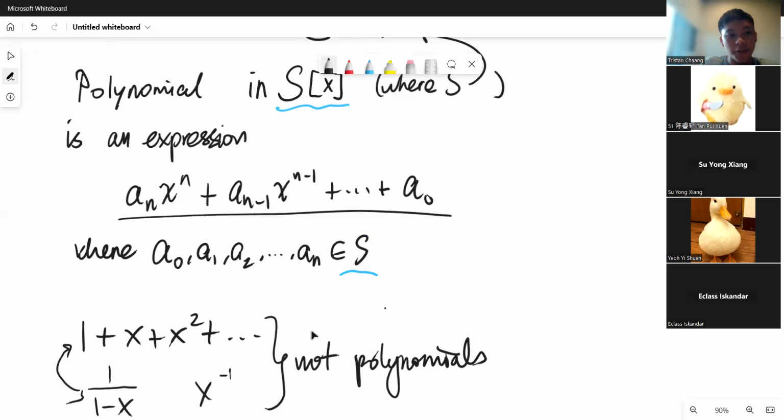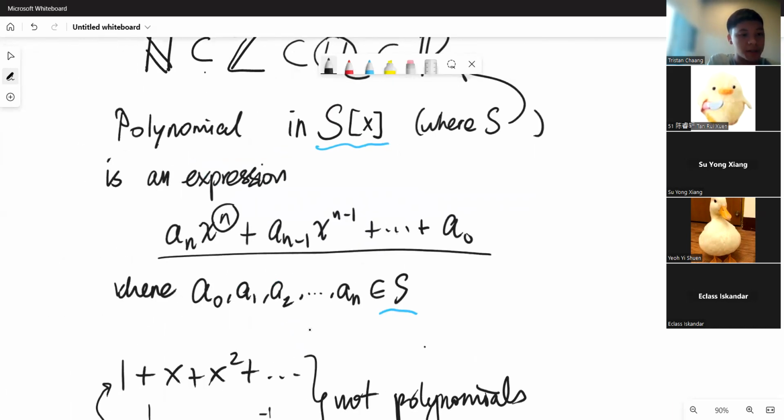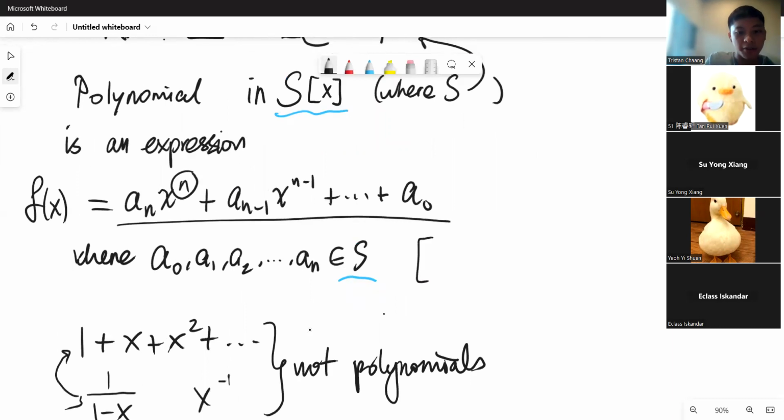And for a polynomial with the highest exponent n, we say that n is the degree of this polynomial. So let's say this polynomial is f of x. We say that the degree of f is equal to n. Okay, so a few basic things that you should see.